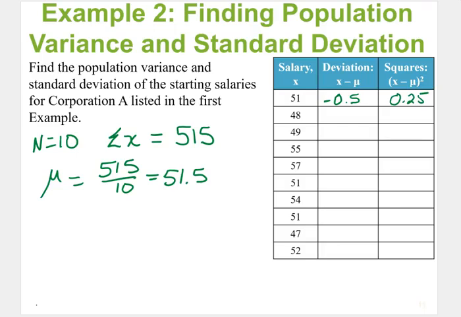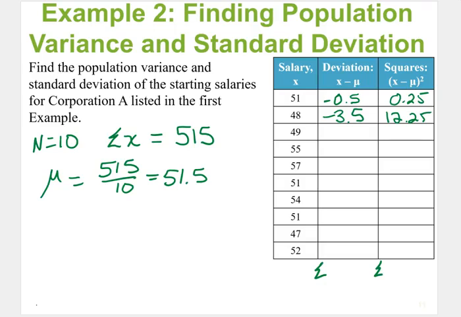48 is below, so that would also be negative. That's going to be negative 5.5. No, 3.5. I can't do math. See, this is what happens when I don't use a calculator. So negative 3.5, and then you would square that, which would be positive 12.25. And then you would just repeat this for the entire list. When you are done, you would need to make sure that you sum each column.